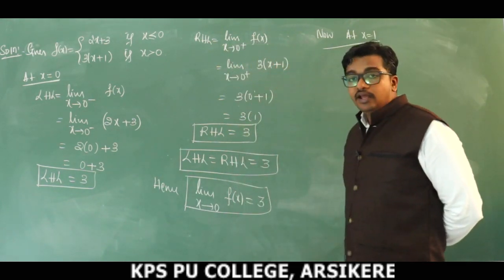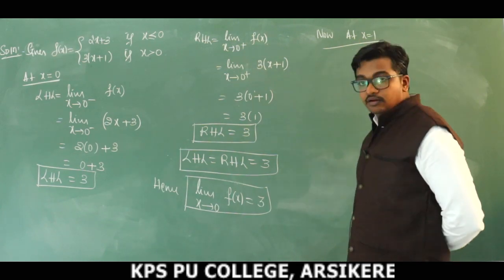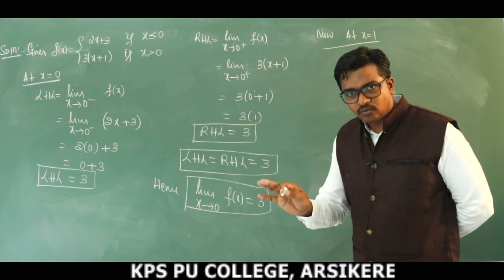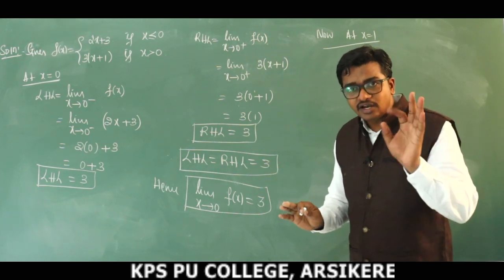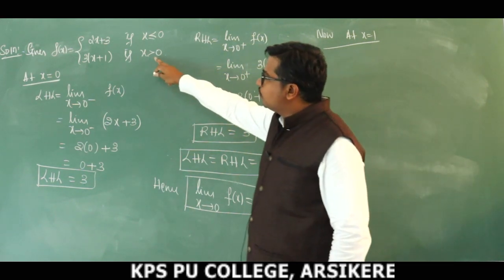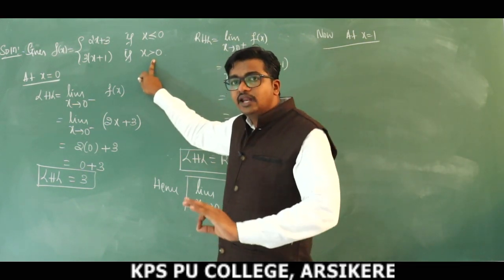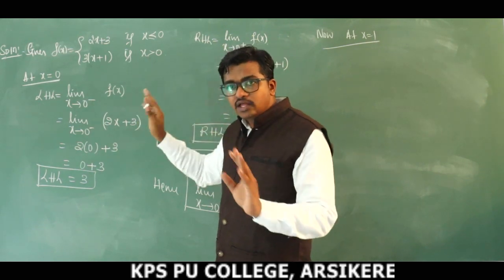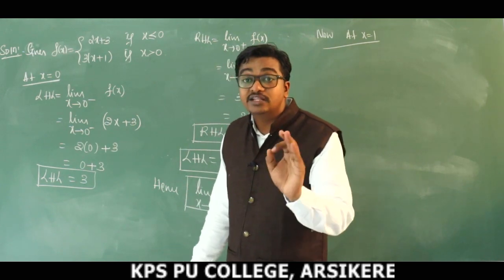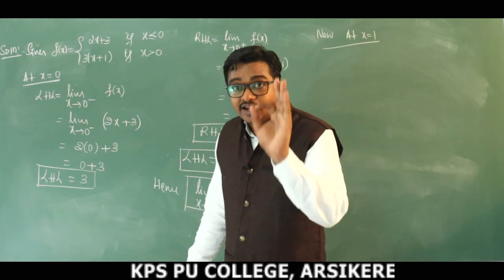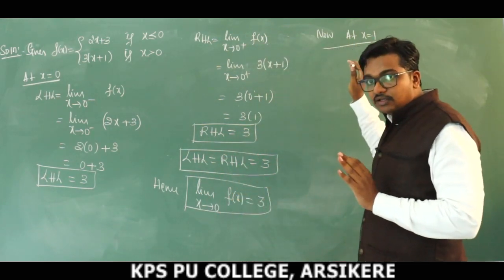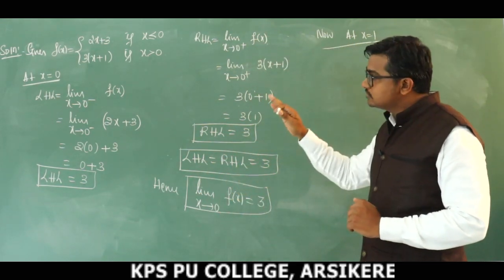And when we are finding LHL at x is equal to 1, it is a little bit less than 1, not exactly equal to 1, but near to 1. But the function changes its nature at x is equal to 0. Whenever the value of x is greater than 0, or right of 0, the function remains 3 times x plus 1. There is no change in the nature of the function when x is greater than 0. Therefore, when x approaches 1, the function is 3 times x plus 1.